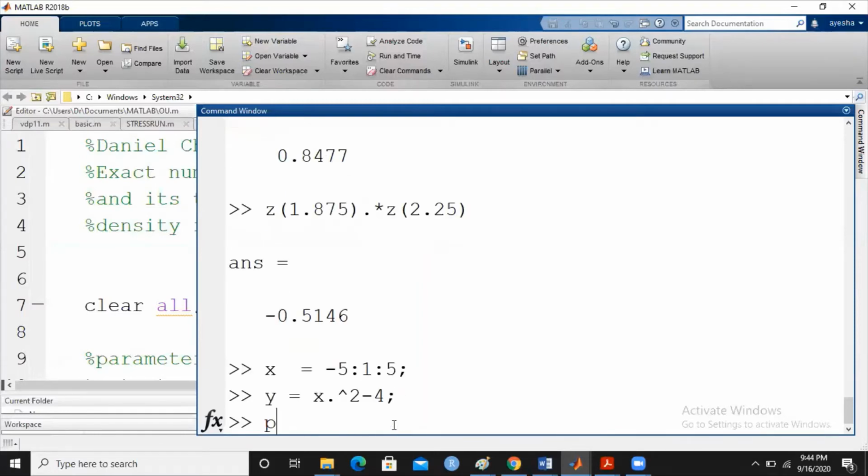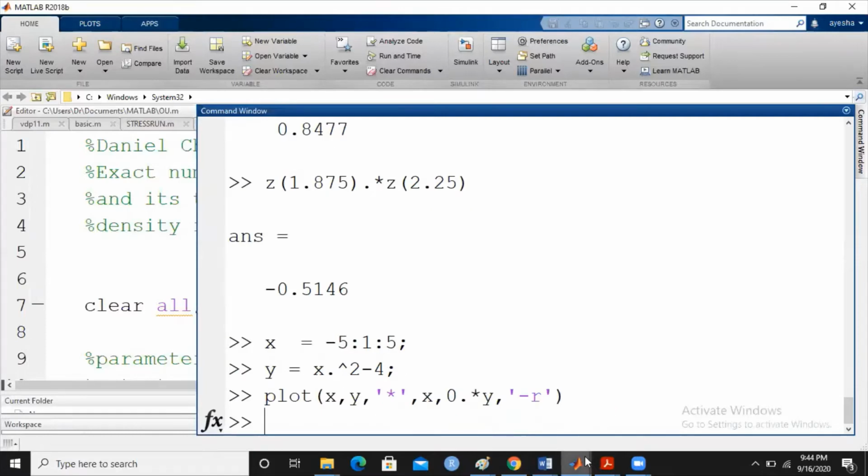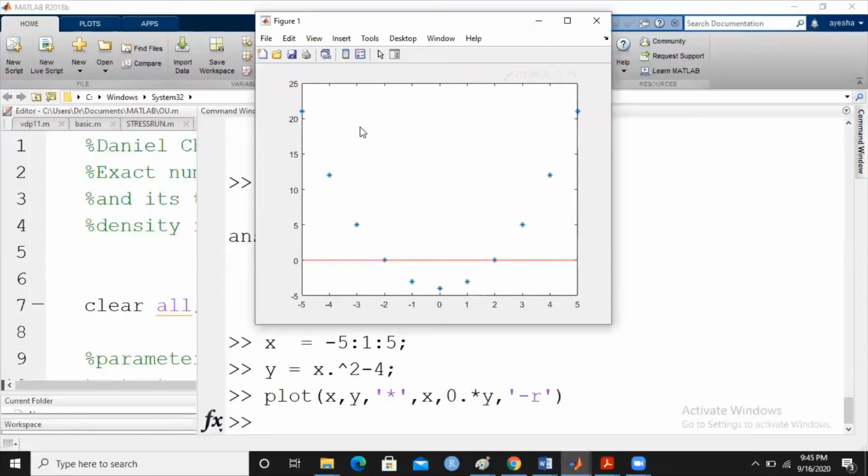Now, what am I going to do? I will plot this graph, and I will plot the x-axis as well. I know that along the x-axis the y values are 0, so I have written this command here. Let me see how it looks. Here you can see, students, this is the equation of a parabola. The blue stars are the graph of the function x square minus 4, and the red line is y equal to 0, the x-axis. The graph touches the x-axis at 2 points, -2 and +2. So these are the two roots of the given function.